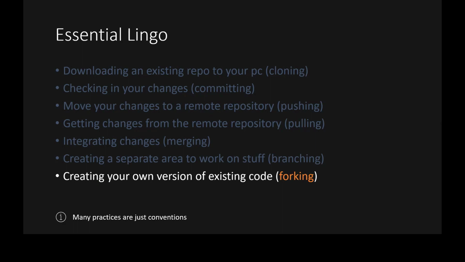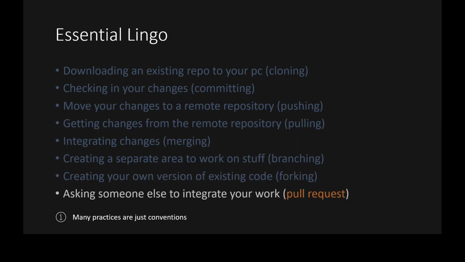And if you want to work on an open source project, it's a good practice to also create a fork. A fork is a copy of the code in your own, let's say, in your own GitHub account to work with. That's forking. Pull requests we already talked about. Remember, many of these things are practices, are just conventions. They're not enforced by the tooling. That's also very essential to understand.